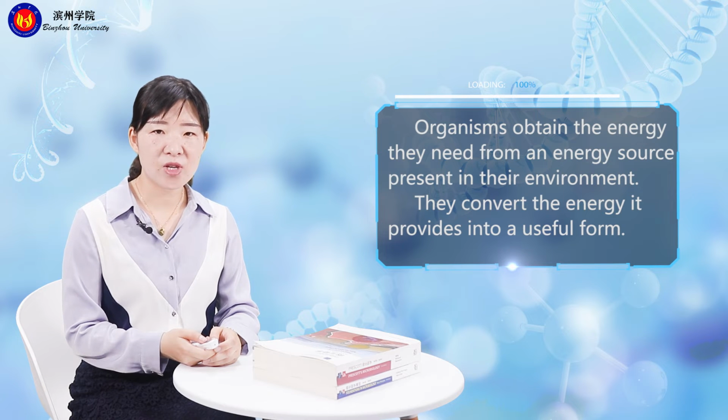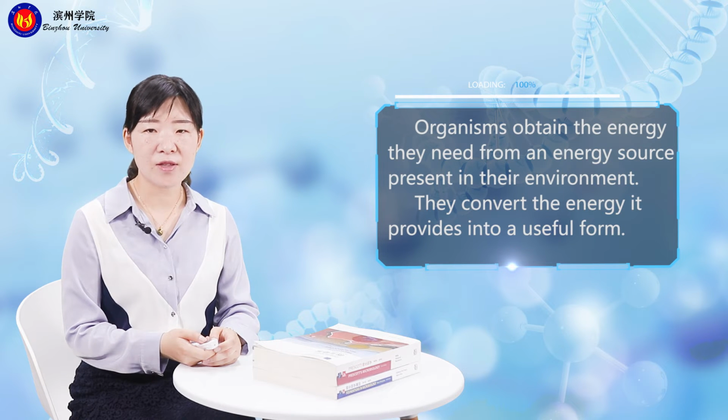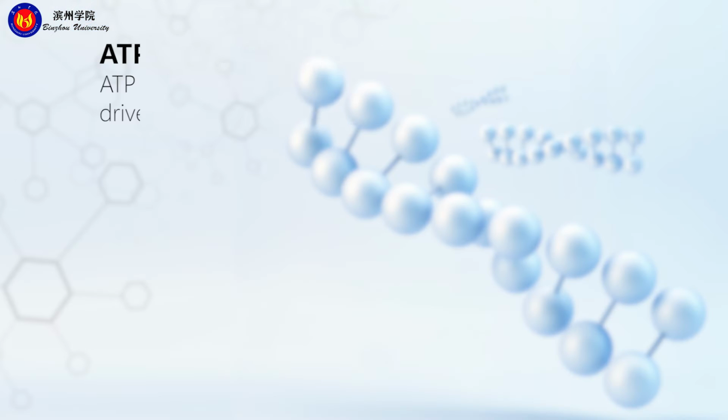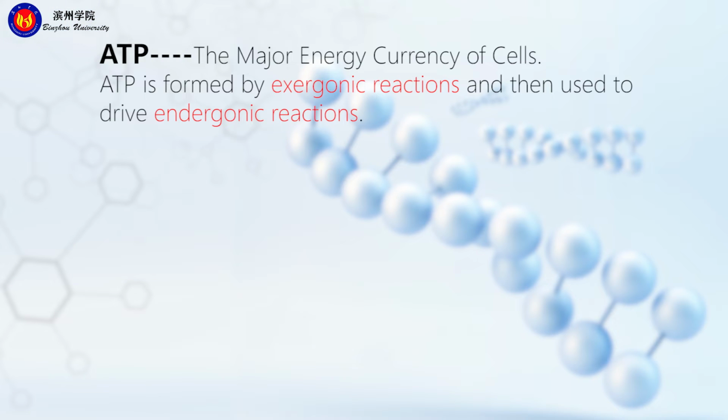Organisms obtain the energy they need from an energy source present in their environment, then convert the energy it provides into a useful form. So ATP is a major energy currency of cells. ATP is formed by exergonic reactions and then used to drive endergonic reactions.